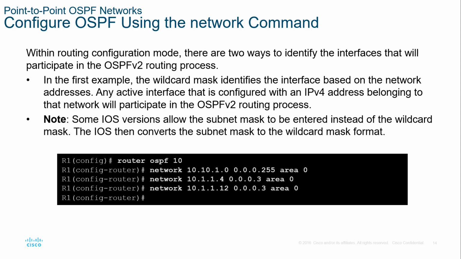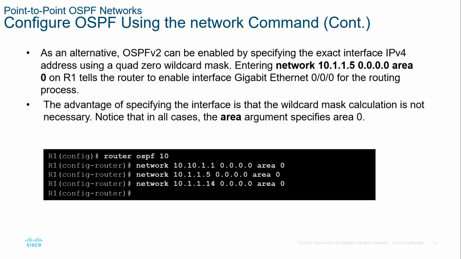So here we have our 3 network statements. This will be whatever networks are attached to that router. So earlier we had our connections between routers 1 and 2, routers 1 and 3, and we had our LAN. So 10.10.1.0 with a /24, so the inverse would be 0.0.0.255. So again, that's how we do our calculations for our wildcard masks. And you would do that for each of the routers.